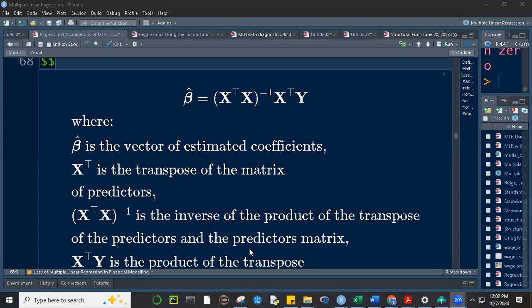Chat yes or no, please. Have you met this formula before? Okay, sige, okay lang.